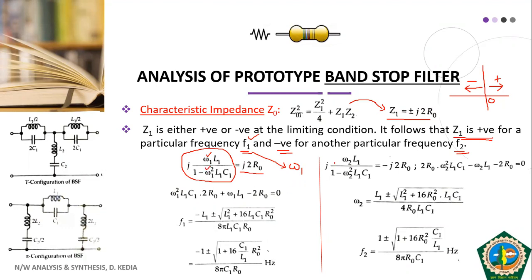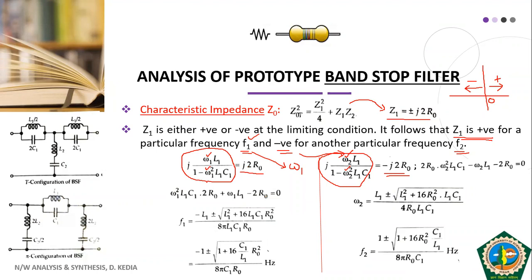Similarly, for the negative case, we take the same Z1, but here the frequency is now omega 2 or F2, and we take this as equal to minus j2 R naught. So we are taking both the values, plus and minus. For plus we take omega 1, for minus we take omega 2, and that is quite understandable, because we have two cutoff frequencies and we will analyze them separately.